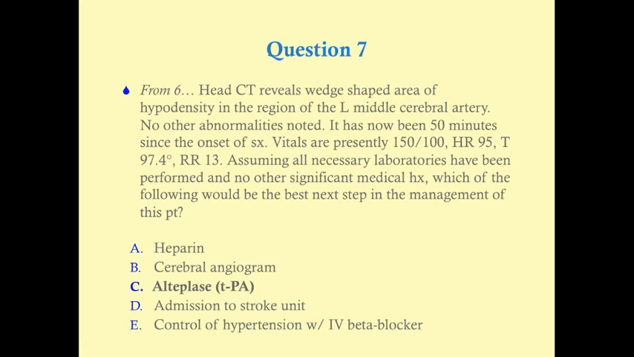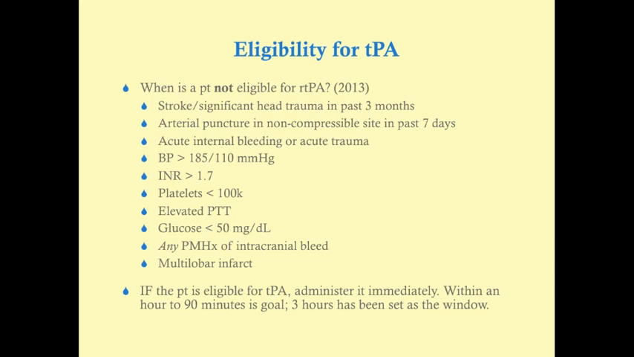This is the big reason why I emphasize that we're getting a non-contrast CT, because if we were to get a contrast CT, then we would not be able to tell if it was ischemic or hemorrhagic. So what are the eligibility criteria for TPA? Now, there's a lot, but don't worry about the USMLE bombarding you with all of these.